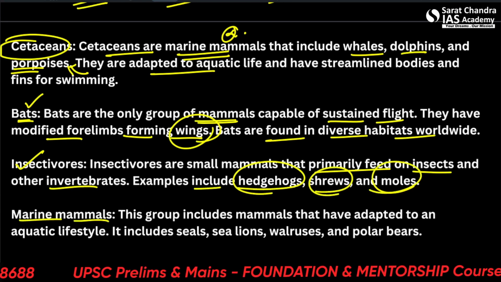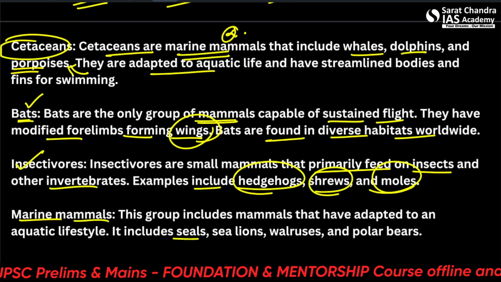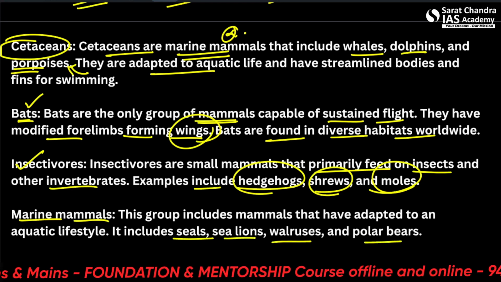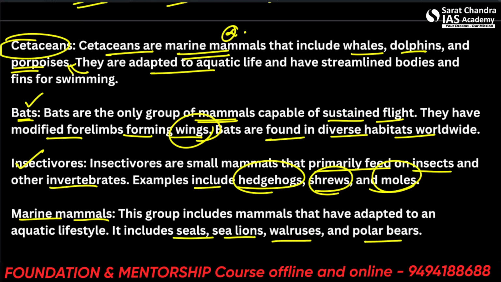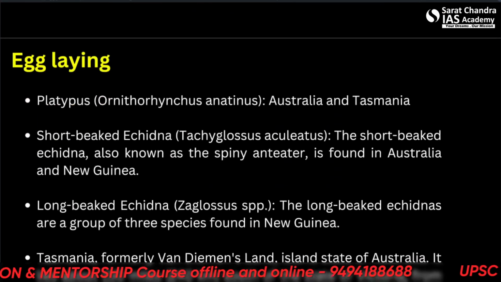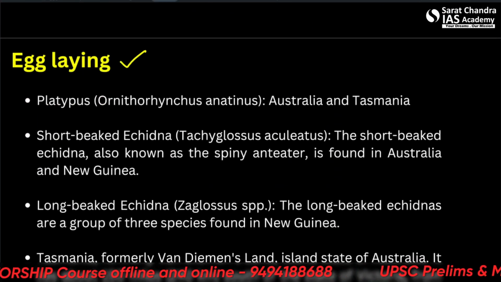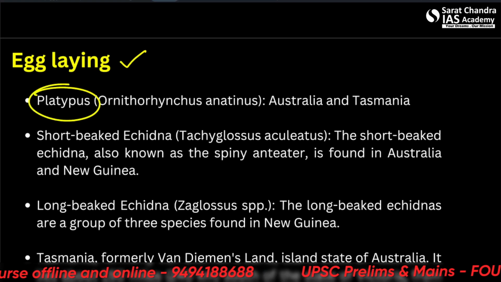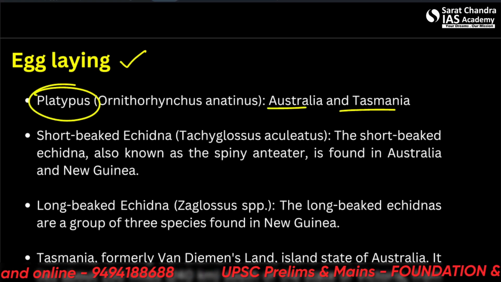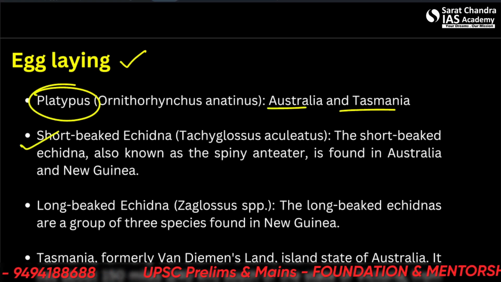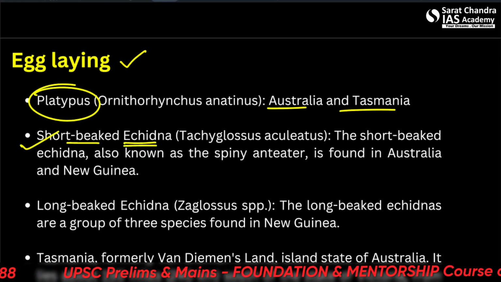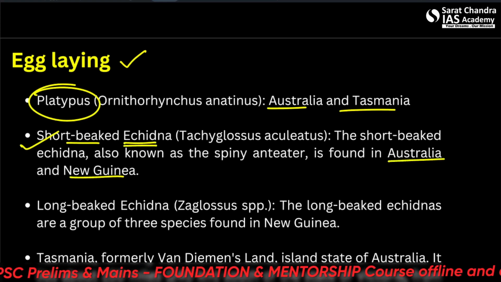Then there are marine mammals. So marine mammals are like seals, sea lions, walrus and polar bears. Alright, so this was a basic classification of the mammals. Let us talk about the egg-laying mammals as well. They are a special category. So platypus is one of these mammals. It's found in Australia and Tasmania. Then there is the short-beaked echidna. It's also found in Australia and New Guinea.